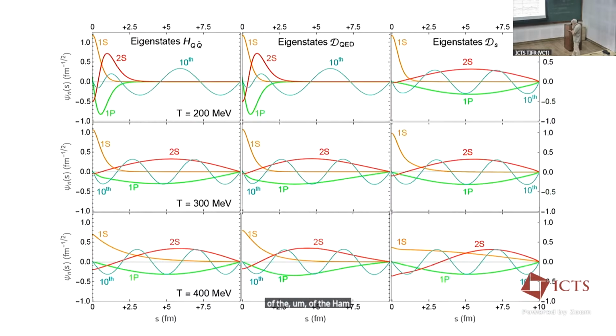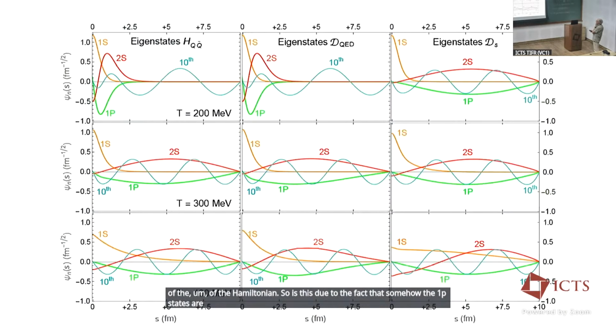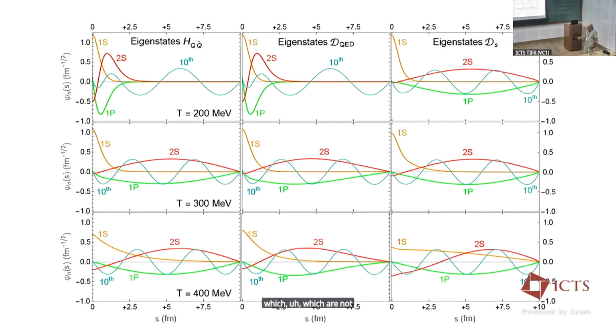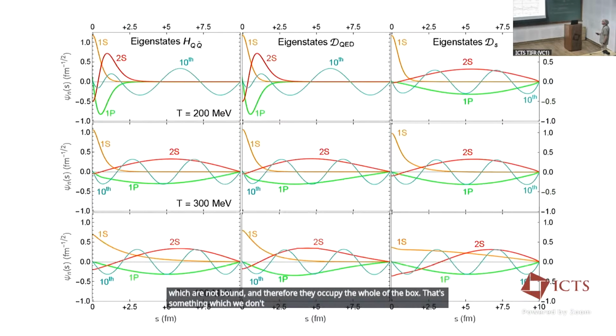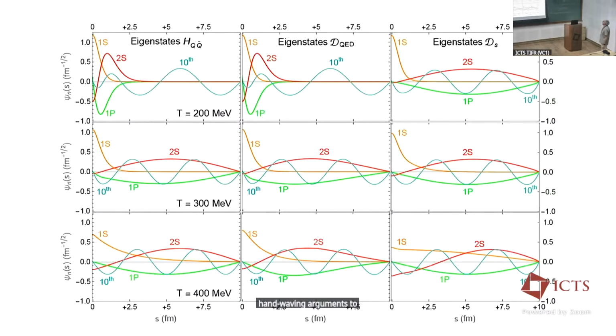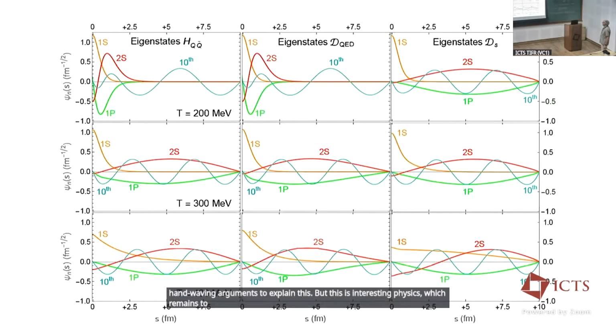So is this due to the fact that somehow the 1p states, for the singlet density matrix, are coupled to the octet, which are not bound, and therefore they occupy the whole of the box? That's something which we don't fully understand. I mean, we have hand-waving arguments to explain this, but this is interesting physics which remains to be explored. So with this, I guess I am done for today. So thank you.